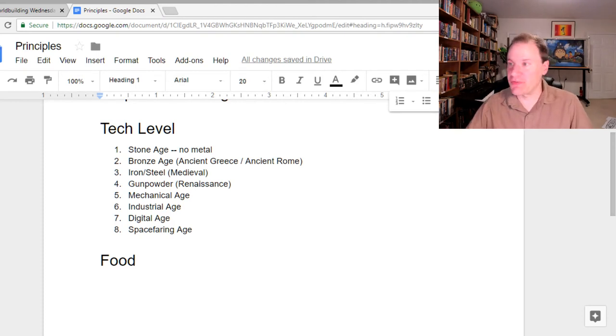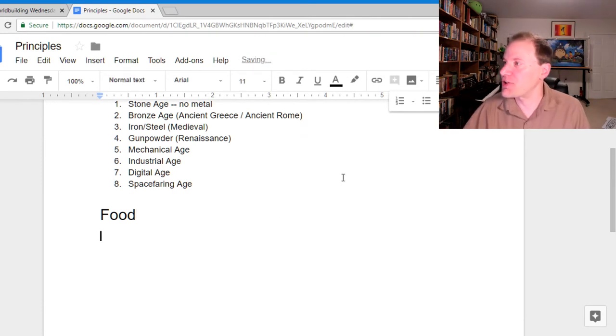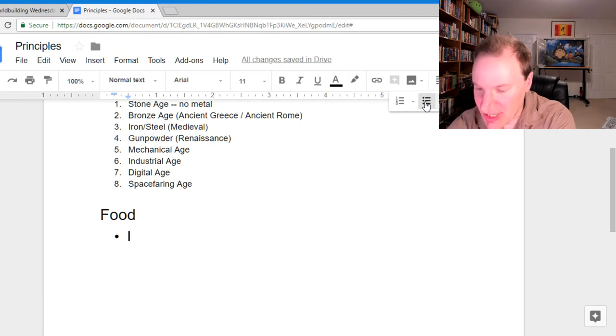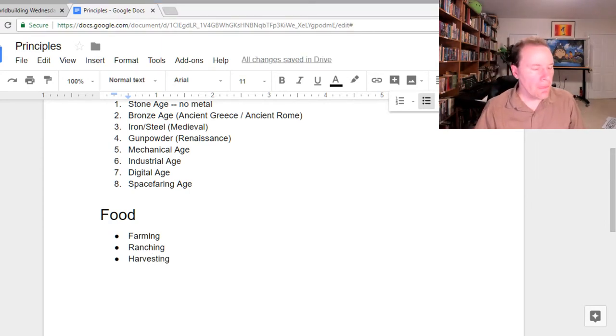And there are a couple different ways of doing it, and they're all very, very central. So we've got, I would say, three main ways: farming, ranching, and what I'll call harvesting. Okay? You can farm a plot of land for specific food. You can keep animals and use them for food.